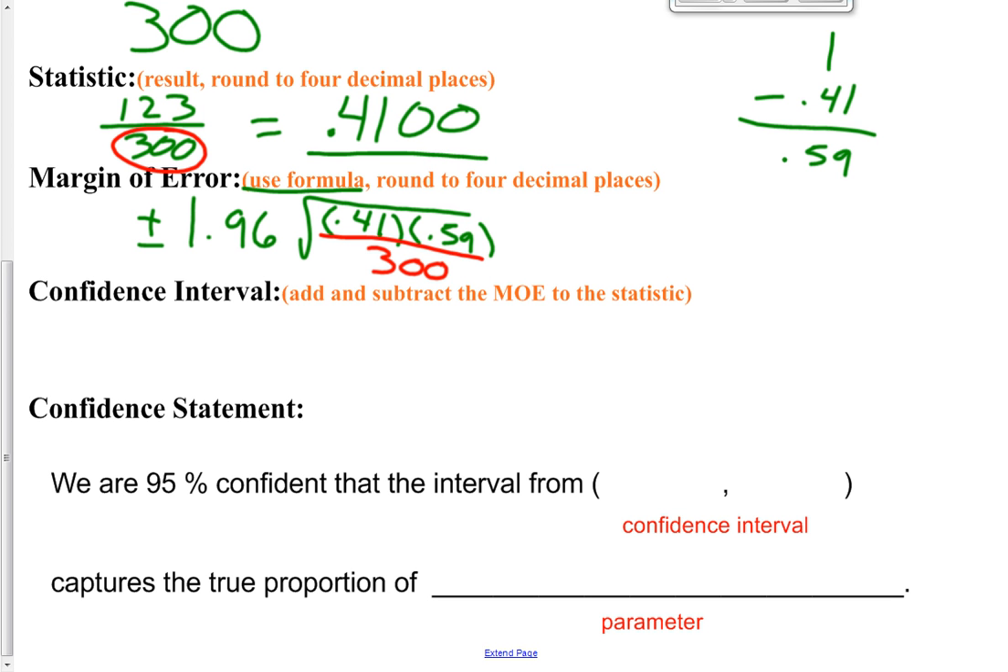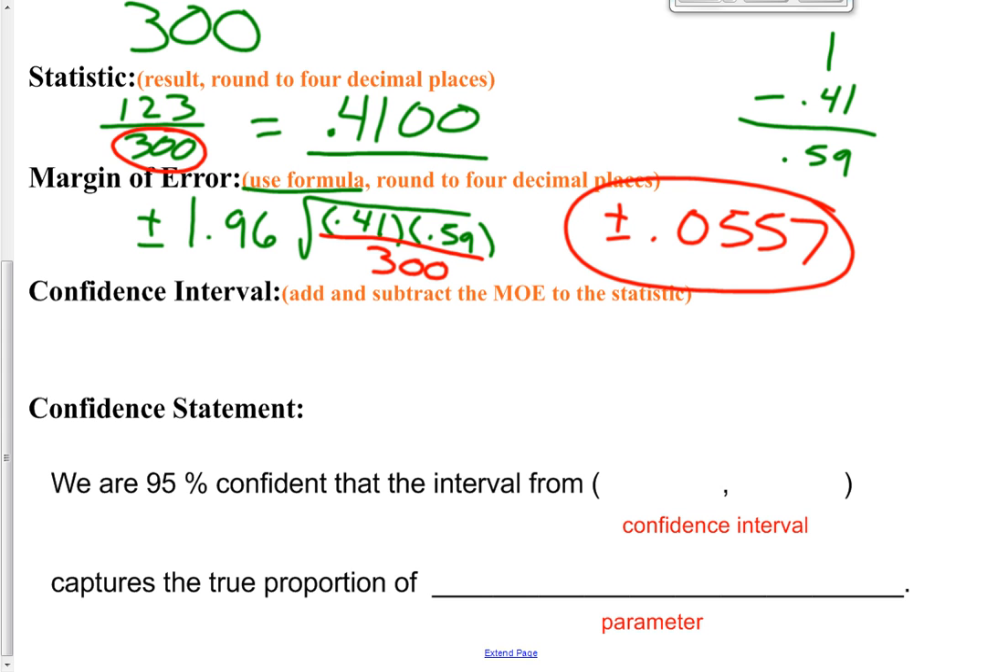So in your calculator, take 0.41, multiply by 0.59, divide it by 300, square root that number, multiply by 1.96. Whew! We get plus or minus, rounded to 4 decimal places, 0.0557. That is our margin of error, 0.0557. So we're saying 41% exercise 3 times a week. But if I'm off, I'm not going to be off by more than 5.5%, 5.57%. So I'm going to give that as my window.